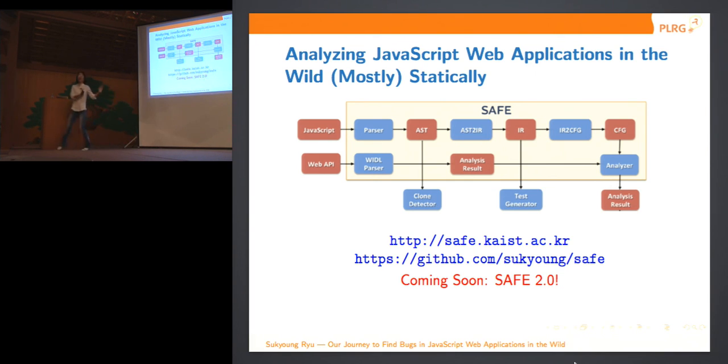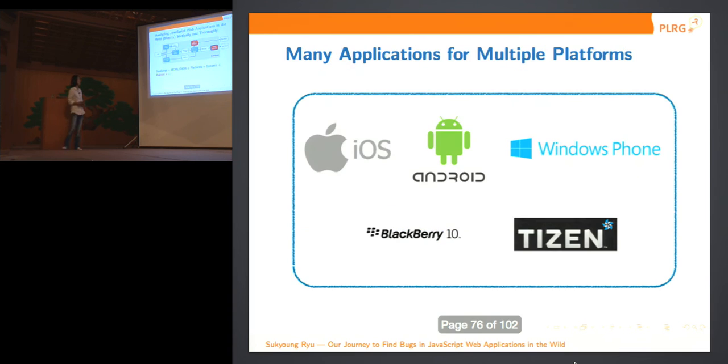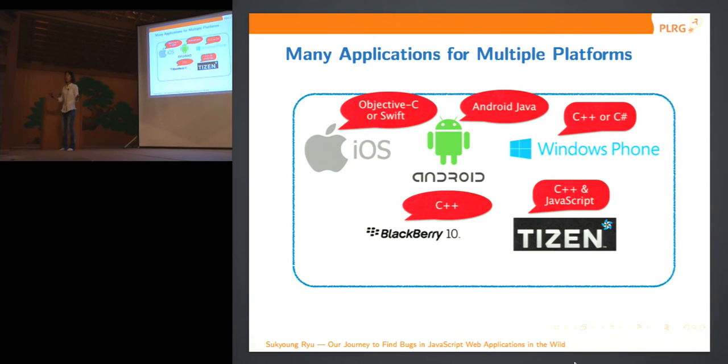Okay, so that's the main part of it. And the most recent work that we are working on is analyzing hybrid web applications. Not only JavaScript, how about Android? That's cool, right? There are so many platforms out there: iOS, Android, Windows, BlackBerry, which is there because one of my students is still using that, and Tizen, right? And they have very different native code. iOS used to use Objective-C, and now Swift. Android uses Android Java and other languages like C++.